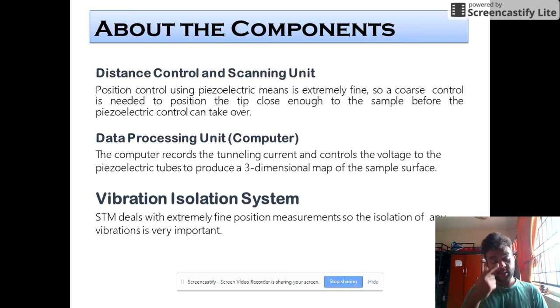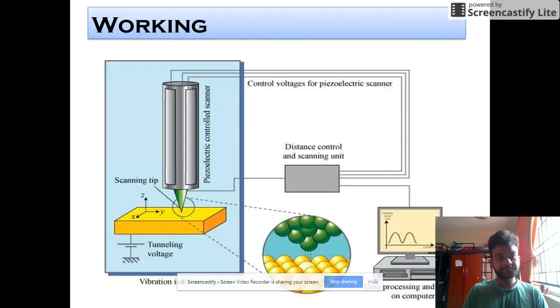Vibration isolation system. Since an STM works with very fine positioning measurement, the isolation of vibration is very important. Any vibration can damage the STM tip or completely change the results.